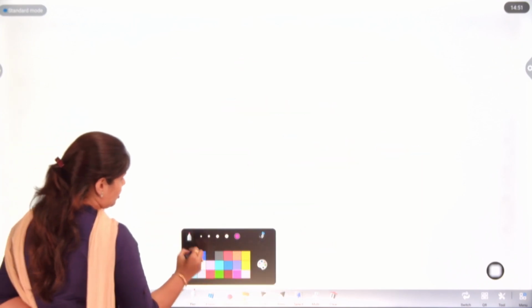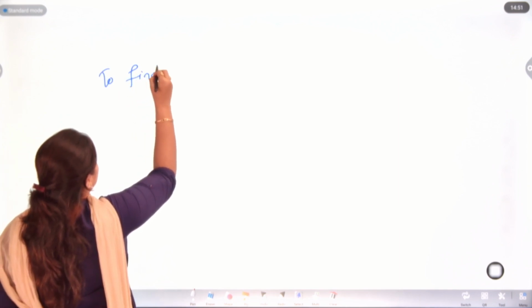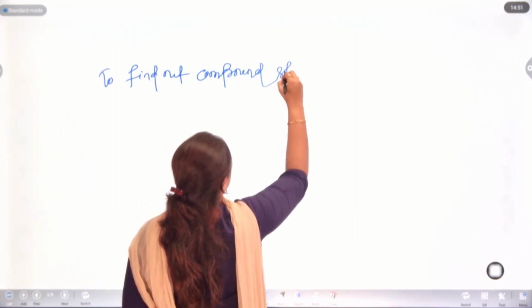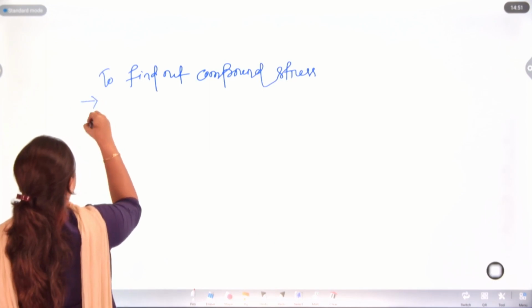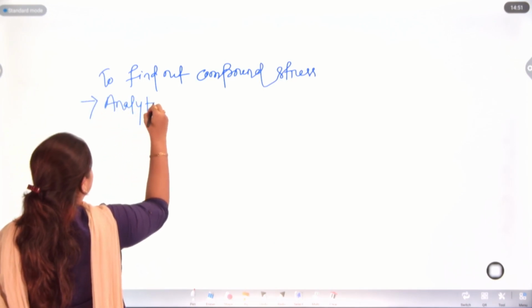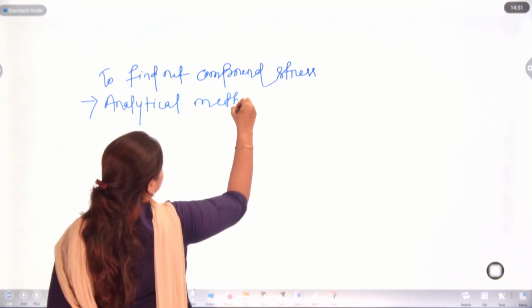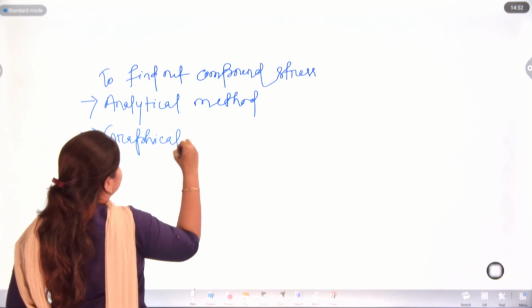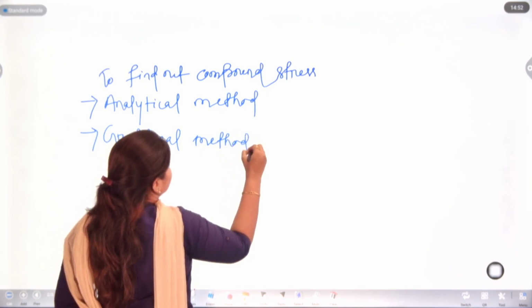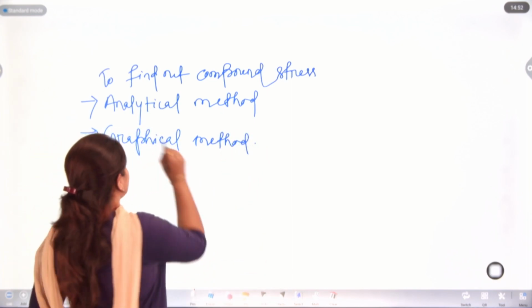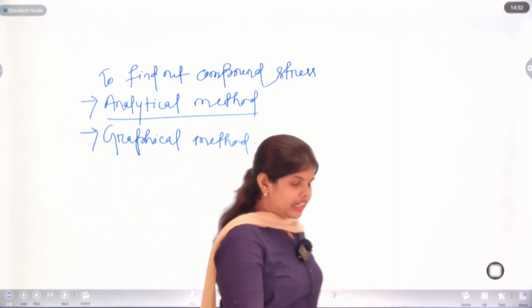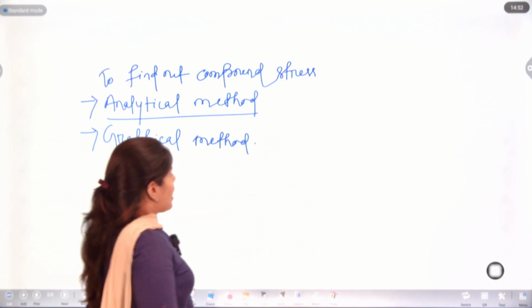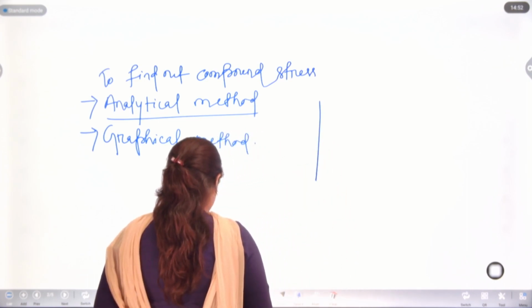So, first of all, to find out compound stress, we have two methods. One is the analytical method and another one is the graphical method. Firstly we will understand the analytical method, then after understanding it we will go for the graphical method.